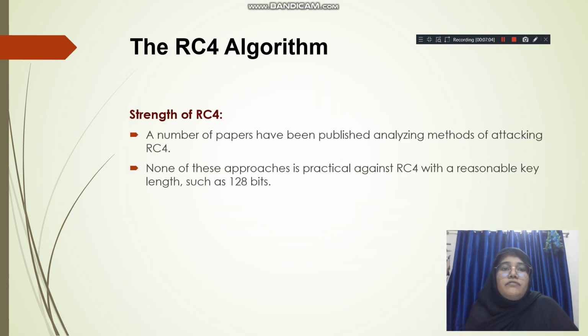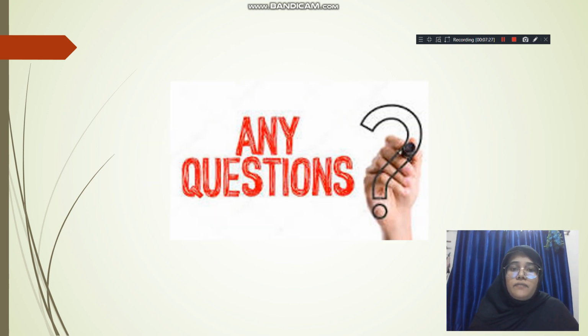The strength of the RC4 algorithm: a number of papers have been published analyzing methods of attacking RC4. None of those approaches is practical against RC4 with a reasonable key length such as 128 bits.